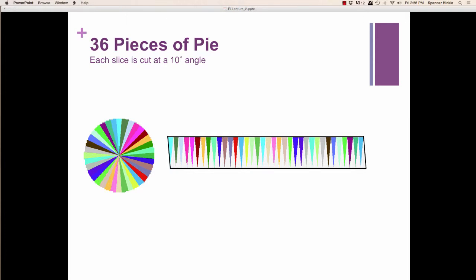But let's see if we have enough information to calculate the parallelogram's area. Let's start with the height. Well, it looks like the radius of the circle, 0.5, could be close to the height of the parallelogram.